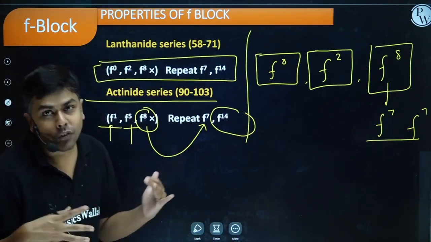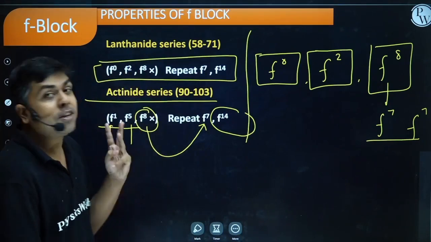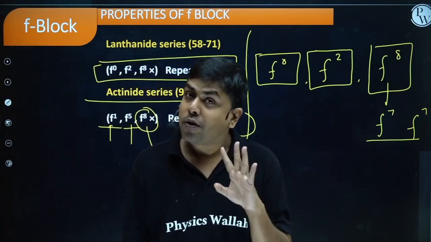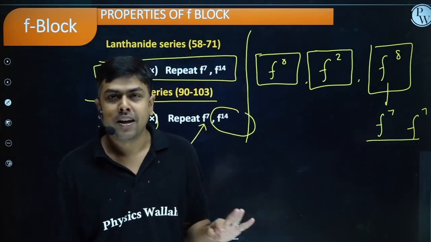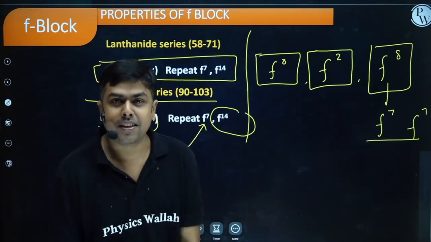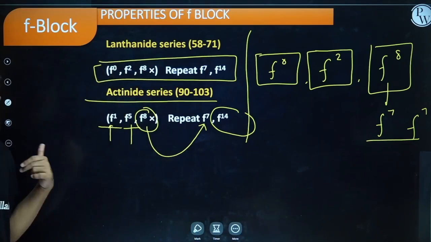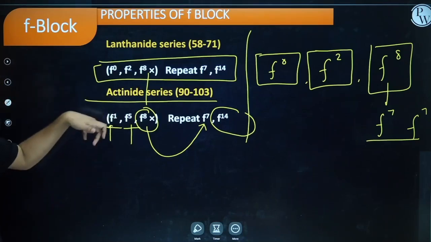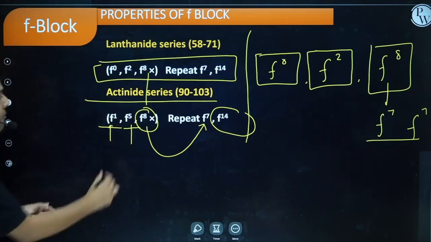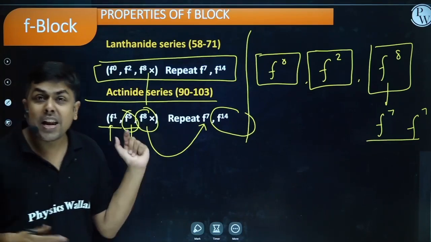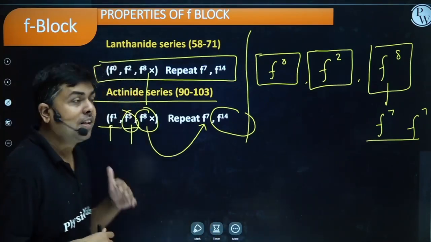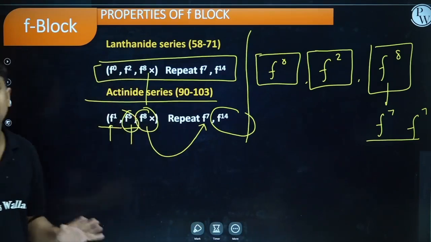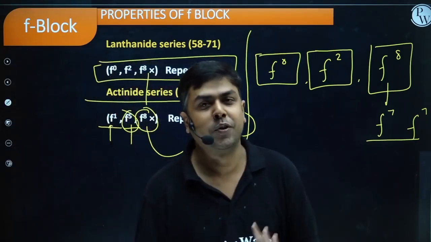If I talk about 4F series, we are not going to use F0 configuration. We are not going to use F2 configuration and F8 configuration. F0, F2, F8, no use. Am I clear? If I talk about this 5F series, F1, F5, F8. So F8 in both; in case of 5F series, F5 and F1 are not used, whereas in 4F series, don't use the configuration 0, 2, and 8. Am I clear? These are the configurations which I am not going to use.